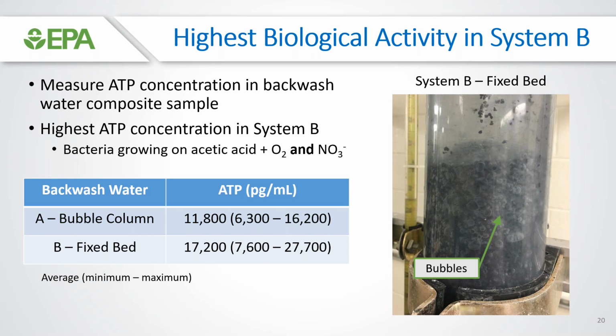In System B, the bacteria are growing on both oxygen and nitrate, and so we would expect there to be more ATP. And this is a photo of the fixed bed of the anthracite layer at the top of that column, taken after the system had been online for maybe 2 days and right before backwashing. And you can see all these bubbles in the bed, and really the impact of all the biological activity within this packed bed.